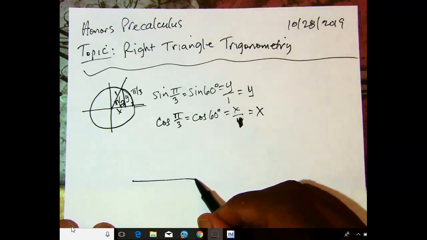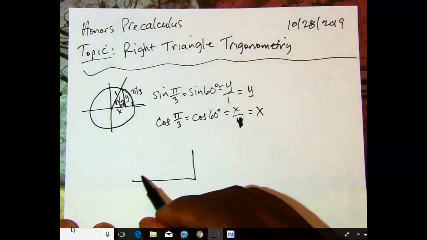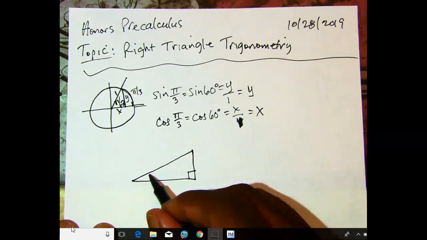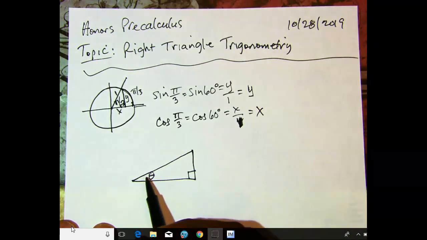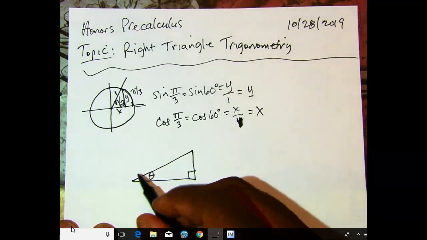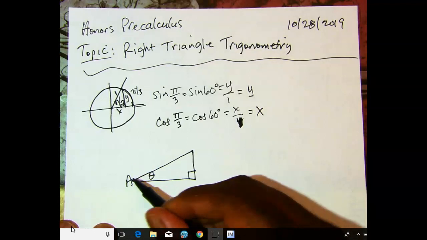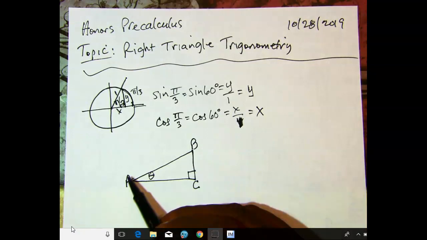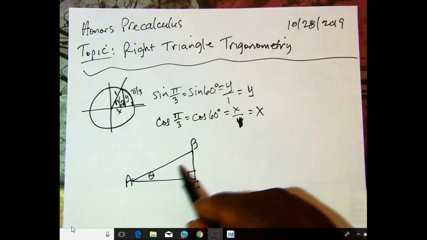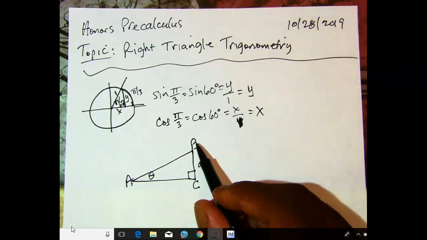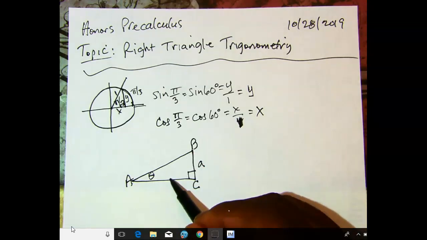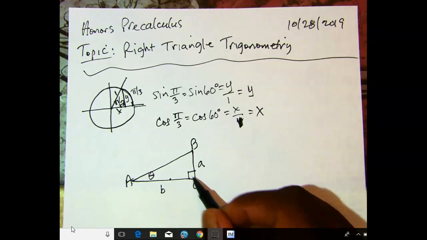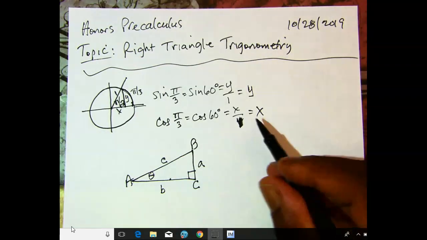So let's say we have a right triangle. Typically the way we're going to label this, let's call this acute angle here theta. Typically the way we label this is we'll go A, B, C. So the angle measures are capital letters. The side that's opposite angle A will be lowercase a. The side that's opposite angle B is lowercase b. And the side that's opposite angle C is lowercase c.